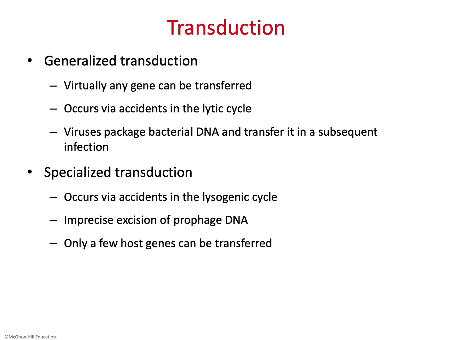So now that we are done talking about conjugation, let's look into another horizontal gene transfer method called transduction. This horizontal gene transfer can be mediated by viruses infecting bacteria called bacteriophages. Bacteriophages can transfer bacterial DNA in two ways. The first is called generalized transduction, and the other is called specialized transduction. In generalized transduction, any gene can be transferred between cells. There is no specification. In specialized transduction, only a few specific genes can be transferred.